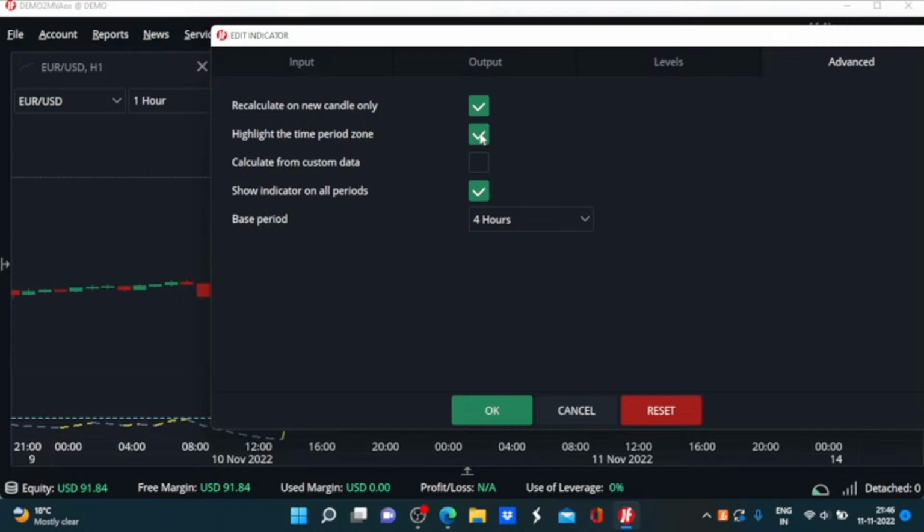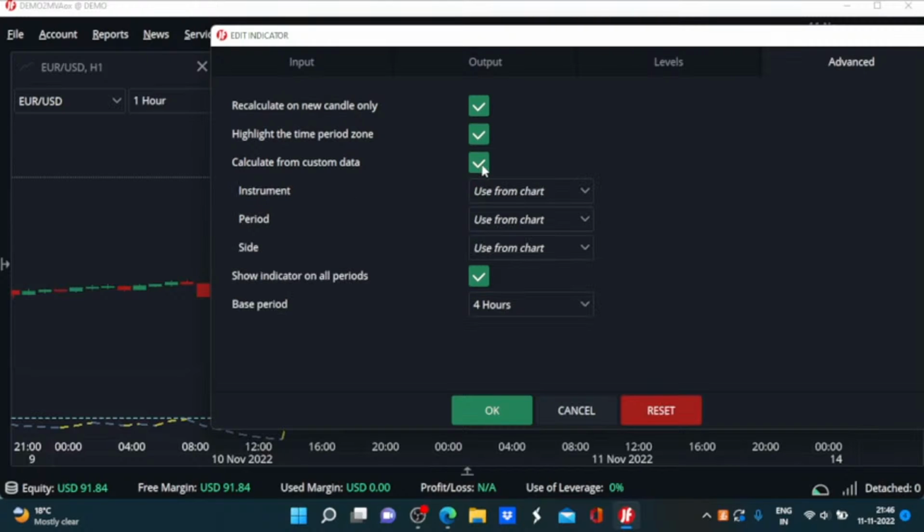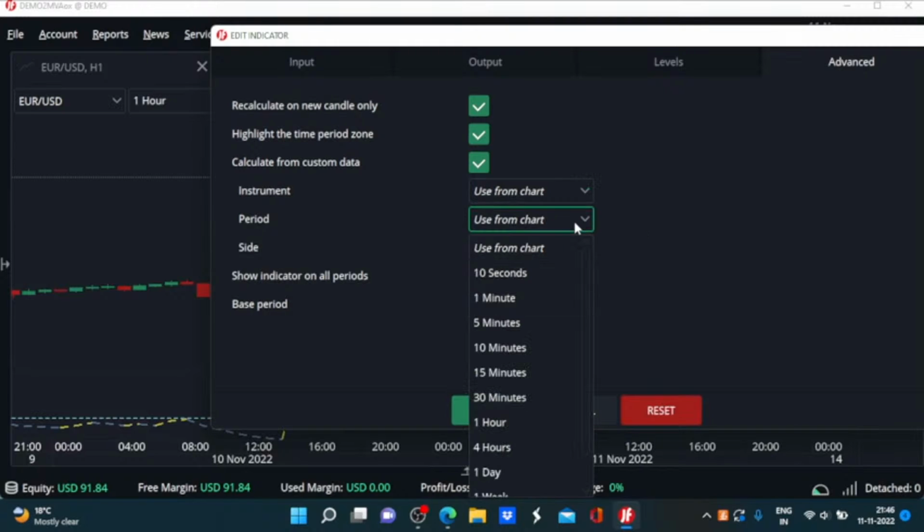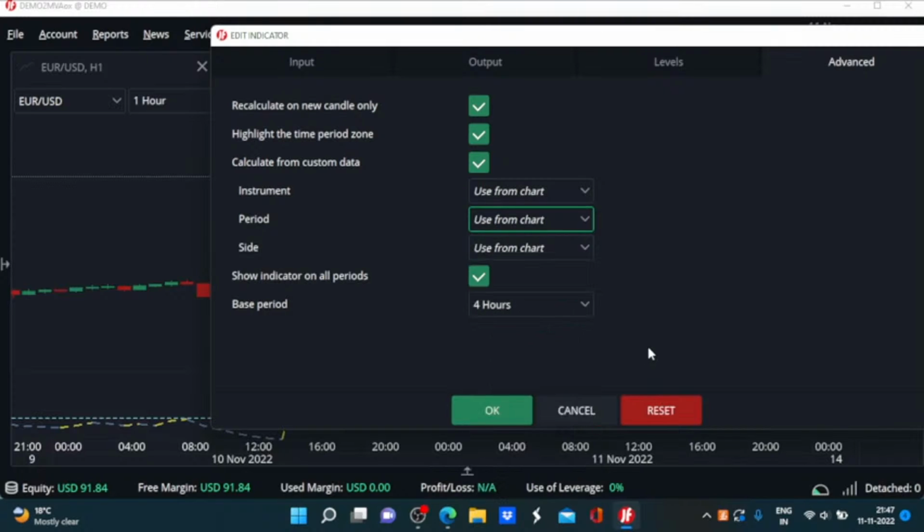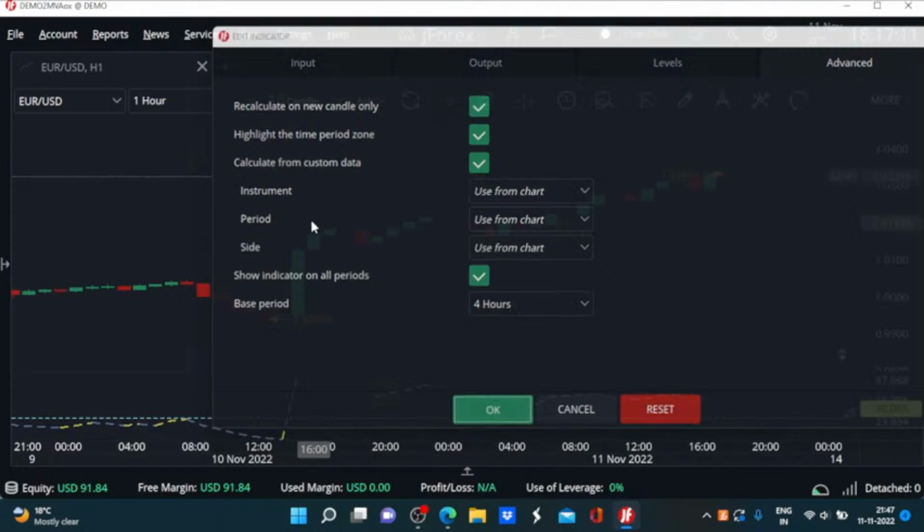Highlight the time period zone, whatever is your calculation period, can be highlighted with this option. If you want to customize your calculation further, you can go for the instrument from the chart. So whichever instrument you are using on the chart, the indicator will be accordingly calculated using that instrument's price data. The candle period can also be varied. You can use it from the chart, or you can hard code it. You can specify on which candle period you want the calculation to be done. So accordingly, the calculation will be done.